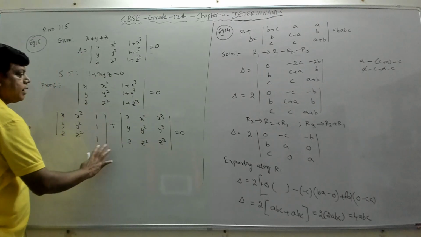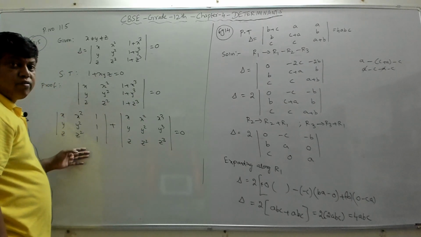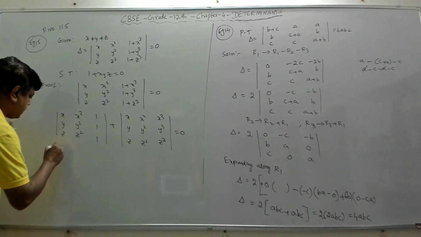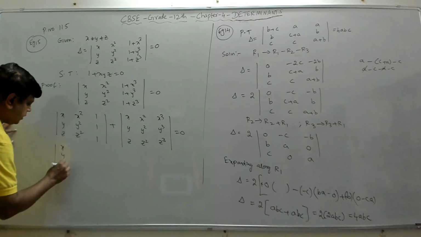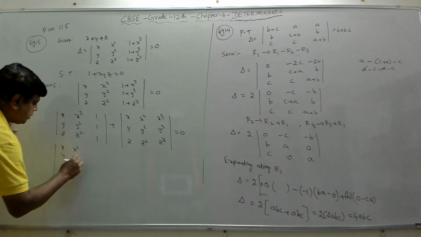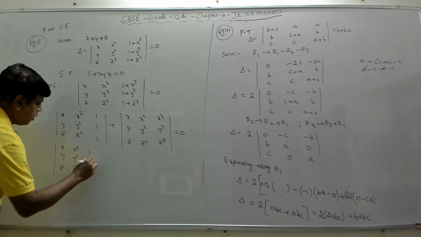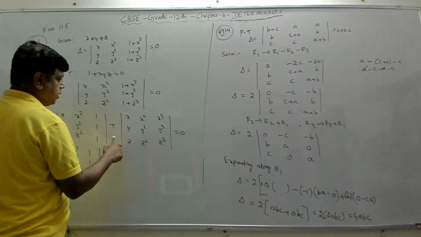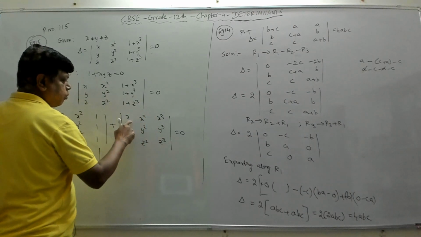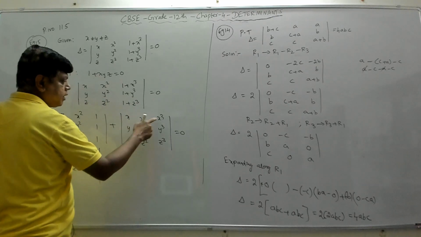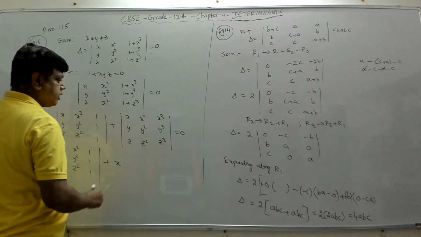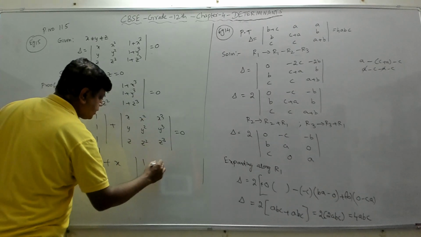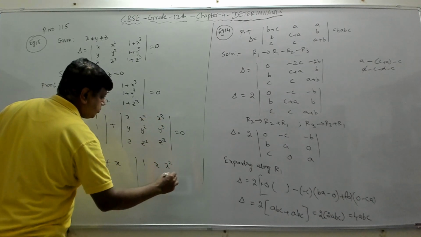You can write like this. This is using our property 5. Now again, we will write this as it is: x, y, z, x square, y square, z square, 1, 1, 1. If you observe this determinant, the row 1 has x common. X is here, here, here. So I can take my x out. Then this will become 1, this will become x, this will become x square.